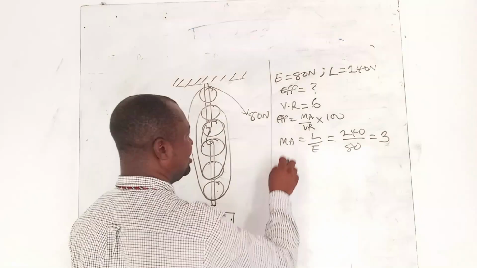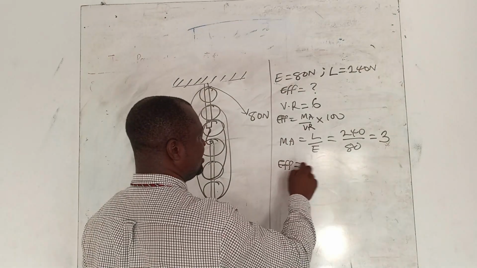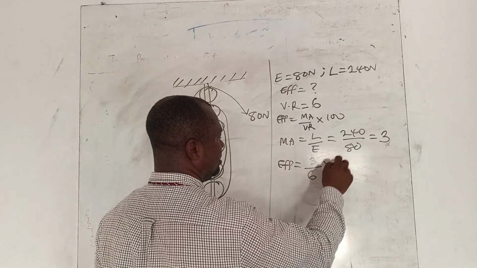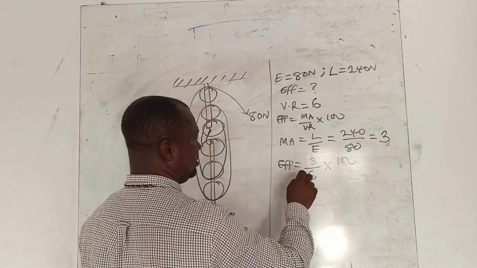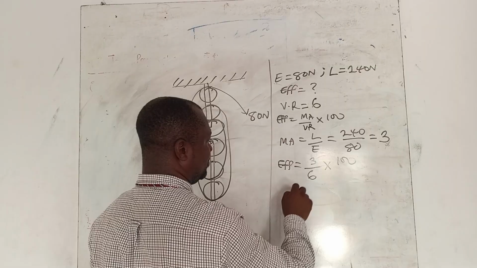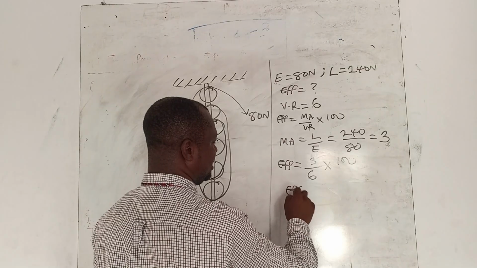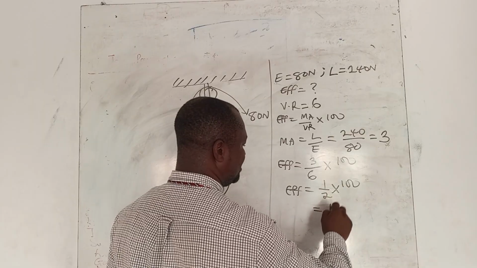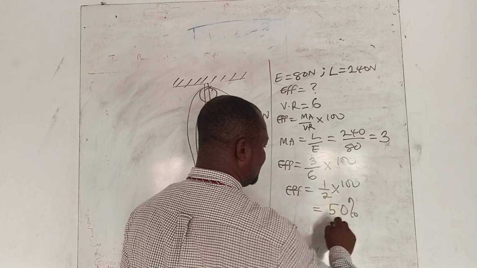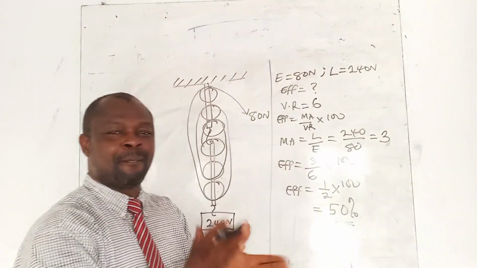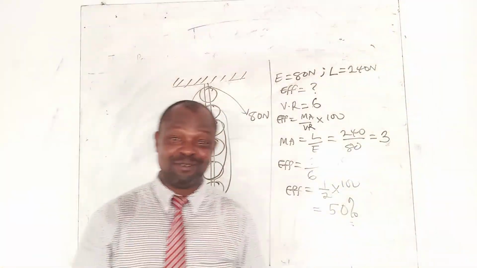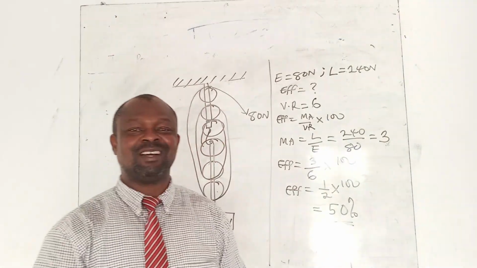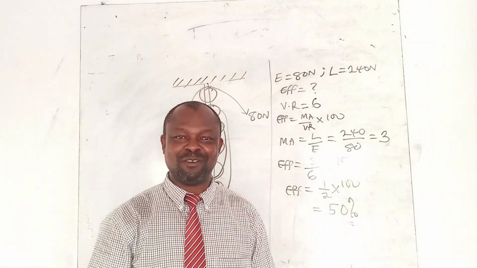MA has no unit. So we're now saying efficiency is equal to mechanical advantage over velocity ratio times 100. This gives us 1 over 2. That's 1 divided by 2 times 100. The efficiency is 50%. Yes, we've solved 5 questions across the topics under machines in UTME Physics.